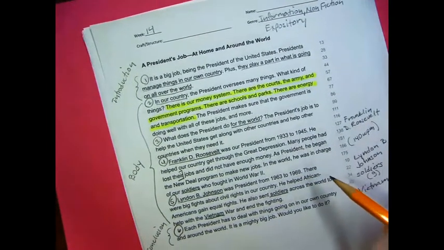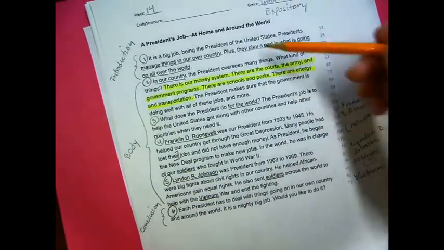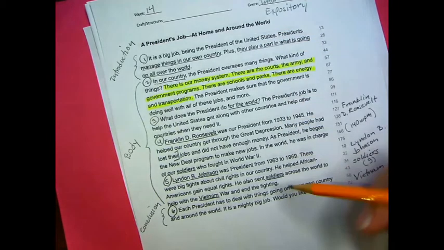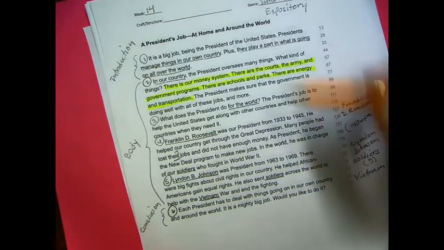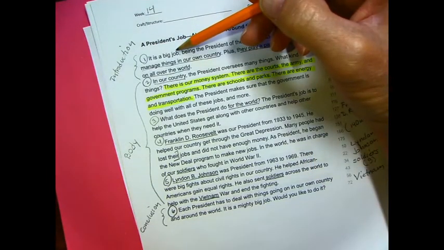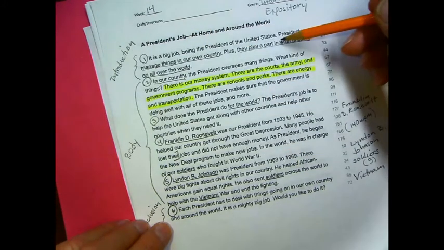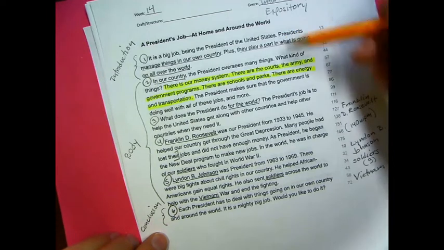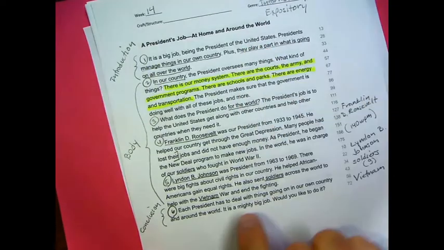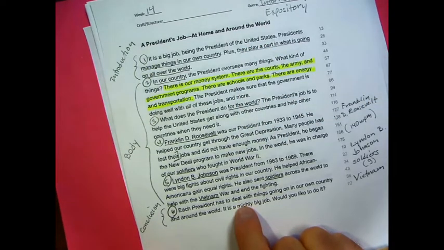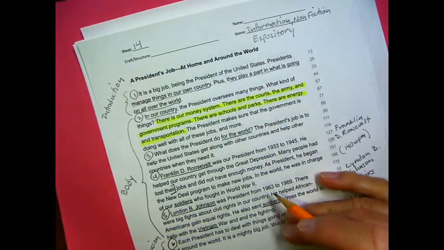Now the conclusion and the introduction are nearly the same. Each president has to deal with things going on in our own country and around the world. It's a mighty big job. You see up here where it says it is a big job? They're only restating what they started with in the introduction. We call that a conclusion. These are the two bookends. This opens the passage, this closes the passage. Okay? And we call this kind of writing expository, informational writing, an expository essay.